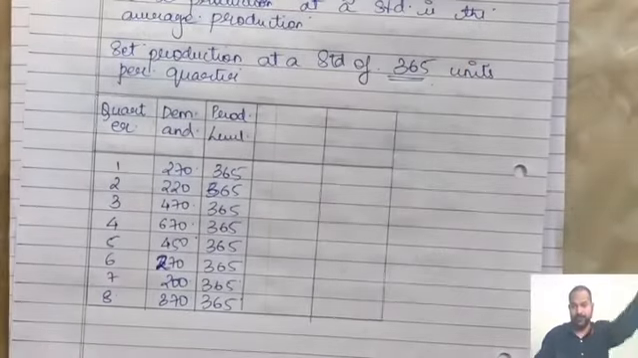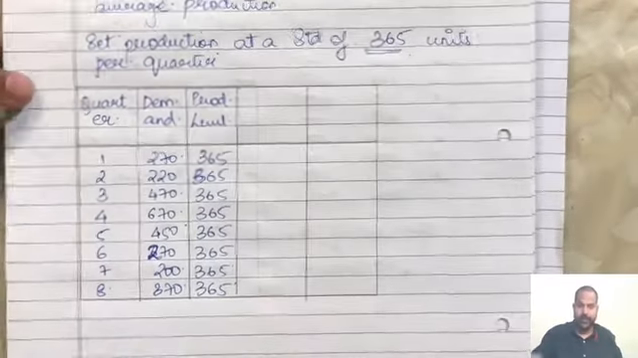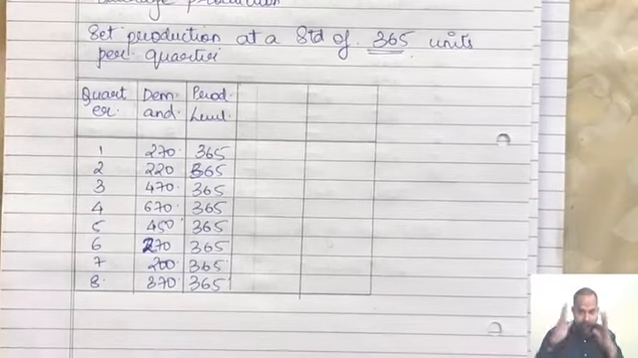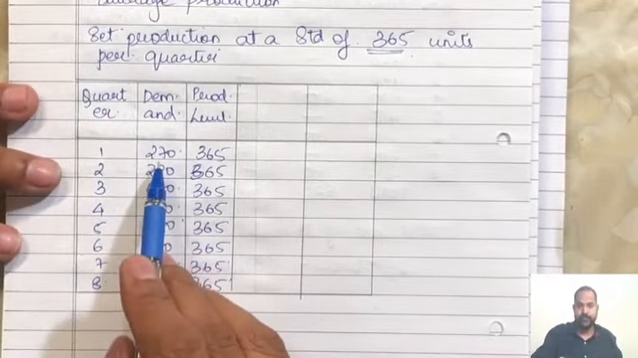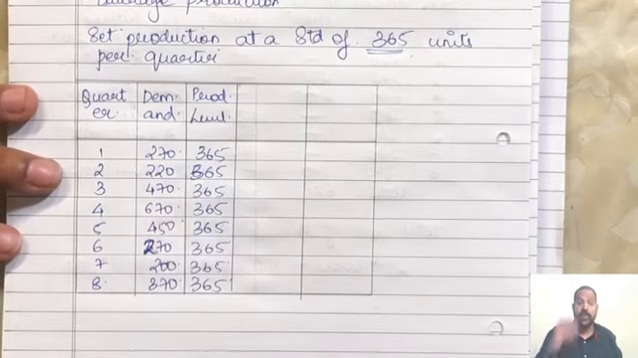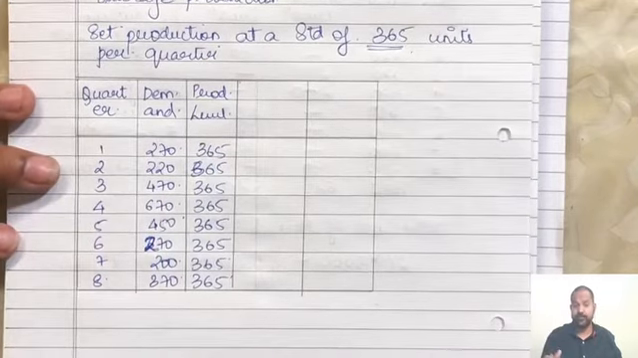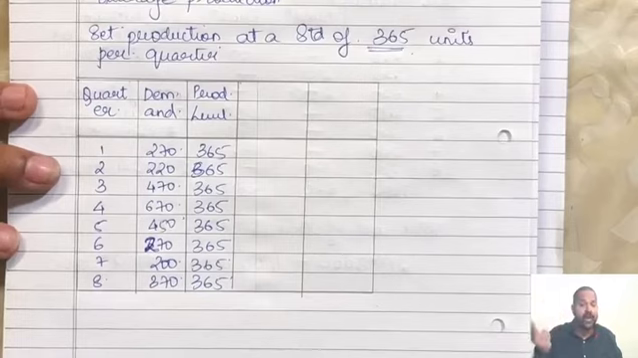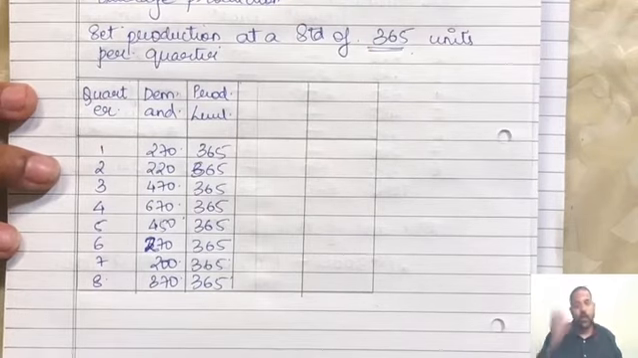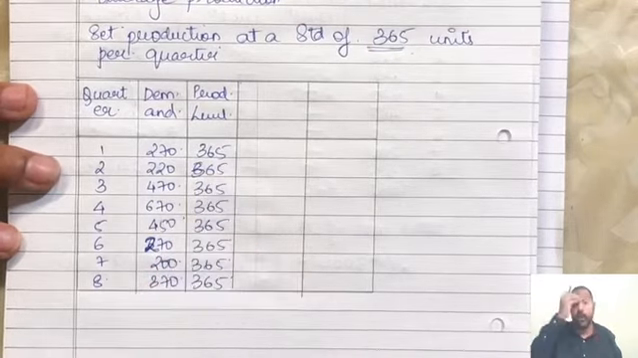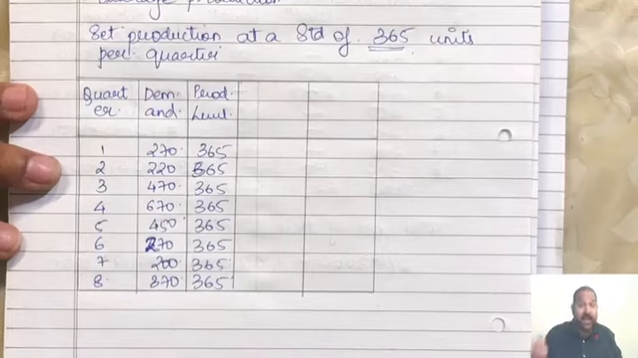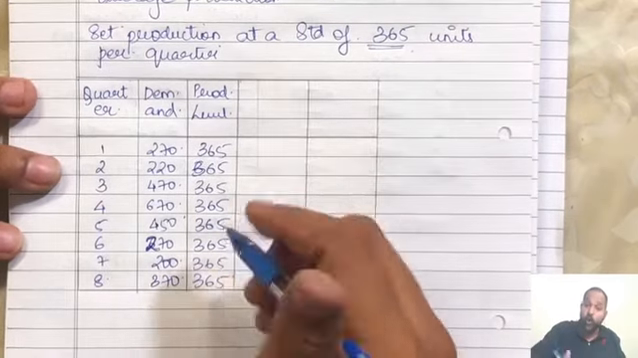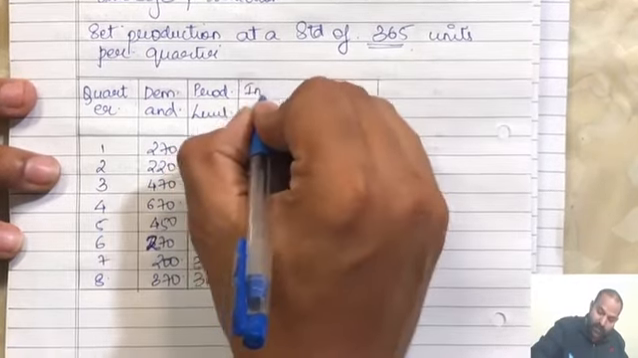Now what will happen? In a certain period, there will be a certain demand. Like for example, the demand is 270. How much are you producing? 365. Are you producing more than required or less than required? Obviously, I am producing more. I am producing a lot more than required. So whatever extra you are producing will go into an inventory.